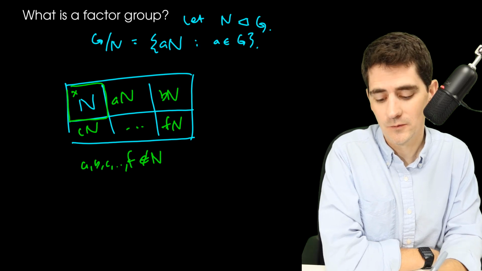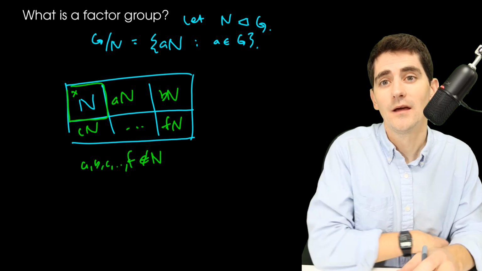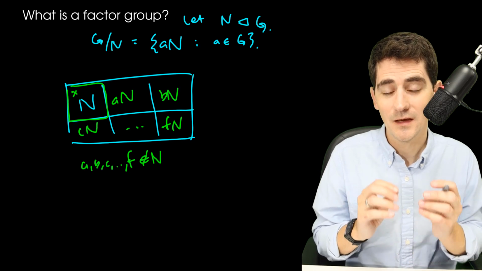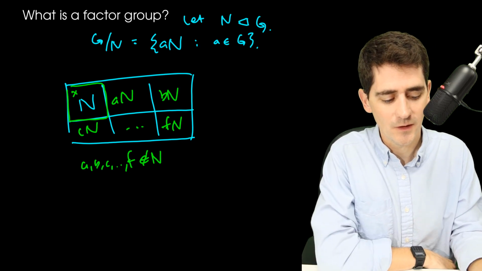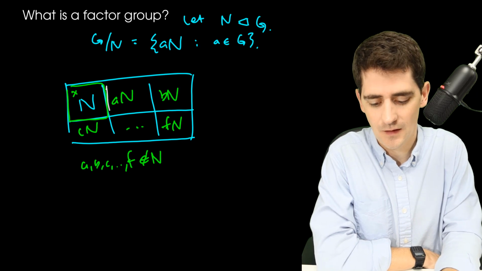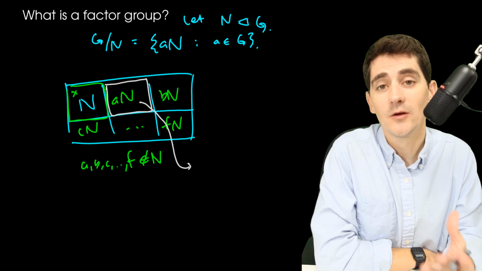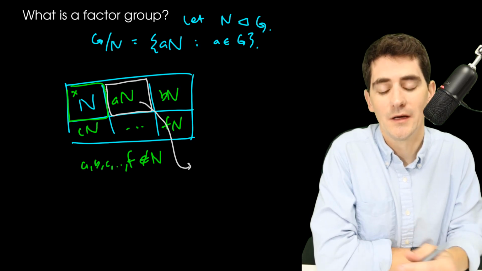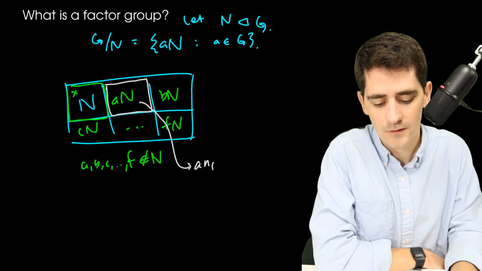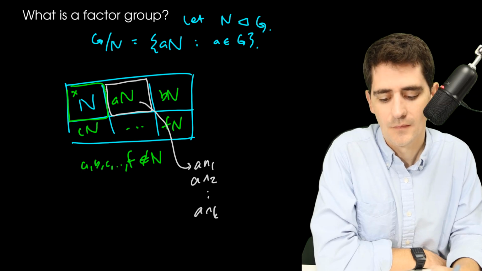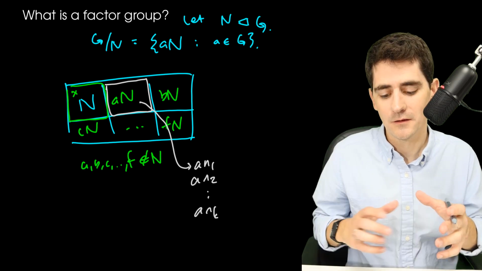So you've got to think of this, where I label this N, capital N. This is like a big box full of what? Full of the things in my normal subgroup. This box here, AN, is full of what kind of stuff? That's anything in my normal subgroup being multiplied by element A. So I have AN1, AN2, so on. That forms that box that I call AN.